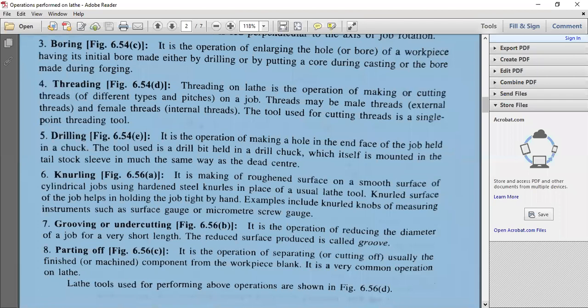Parting off. Parting off is separation of the workpiece into 2 parts. So you have to separate the lengthier jobs into 2 parts. You try to go for parting off operations. That is very much important.